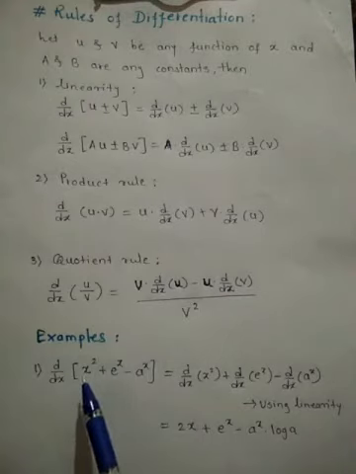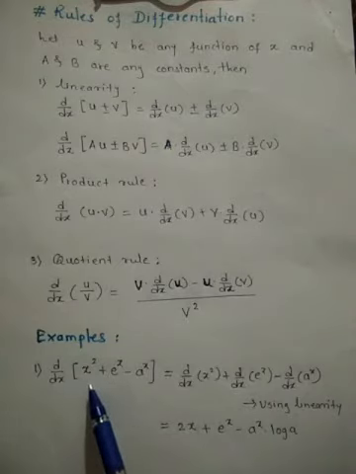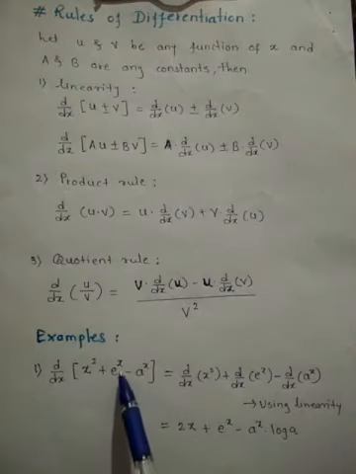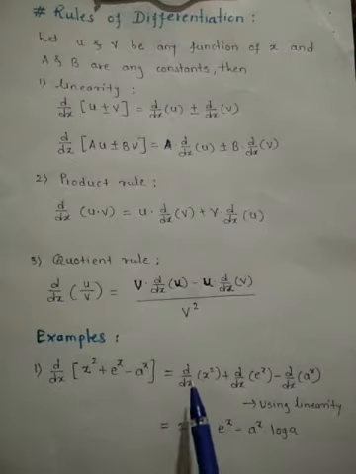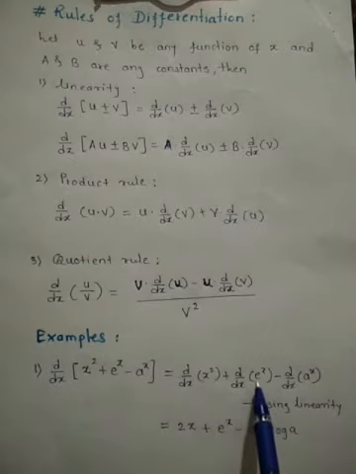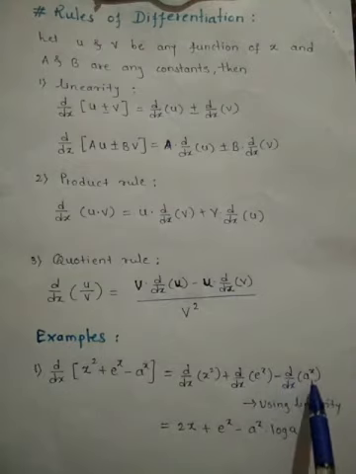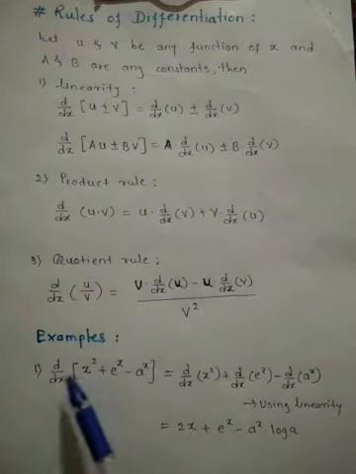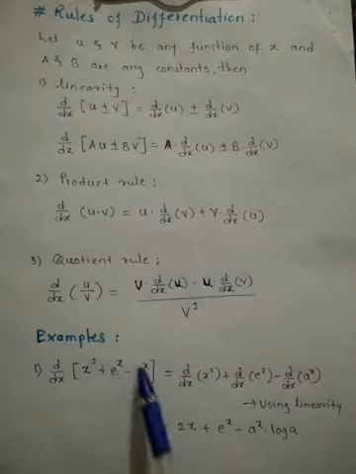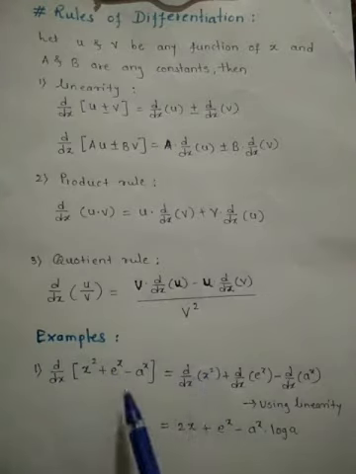In this expression, a total of 3 terms are there. Use the linearity property: derivative of the first term plus derivative of the second term minus derivative of the third term, that is, derivative of x square plus derivative of e raised to x minus derivative of a raised to x. In the first step we use the linearity property. This operator separates on each term.